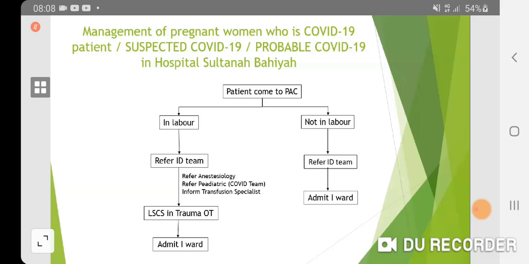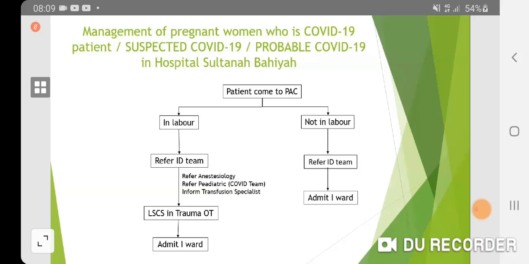Okay, I continue again. We go back. If the patient in labor is a COVID-19 patient, suspected or probable COVID-19 patient, we should inform the ID, and while waiting for the patient for seizure, which should be done in trauma OT, we should refer to NS team, we should refer to pediatric teams. For these pediatric teams, we should alert their COVID team, not the NICU team.